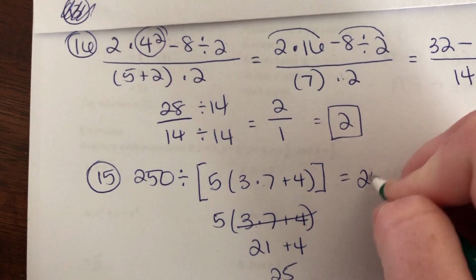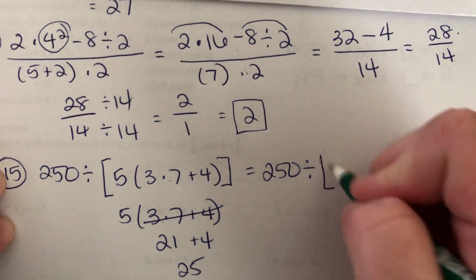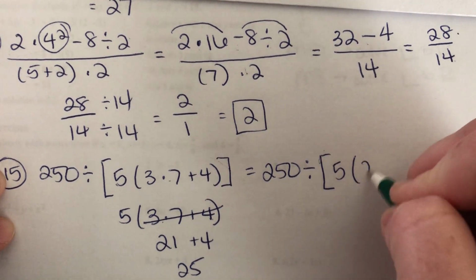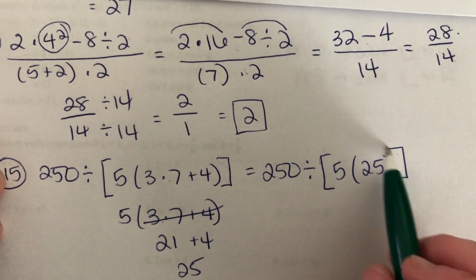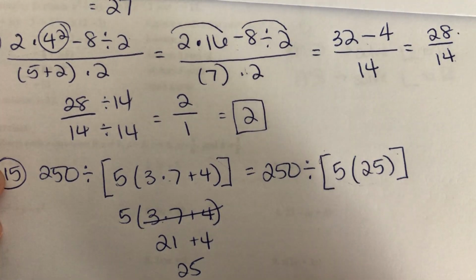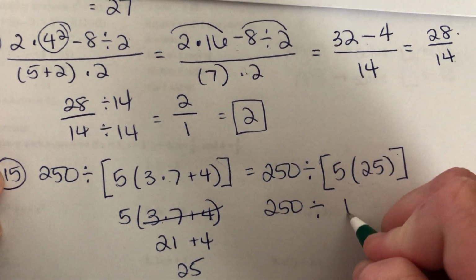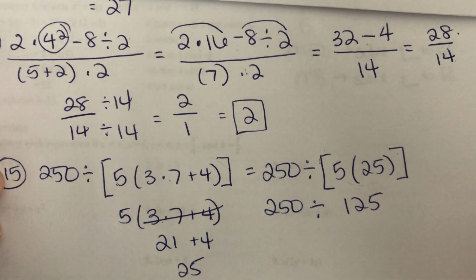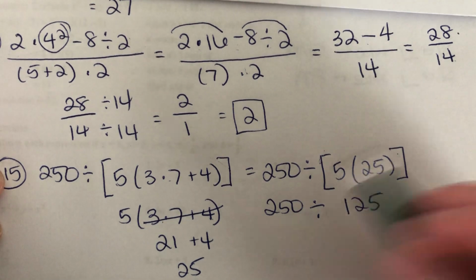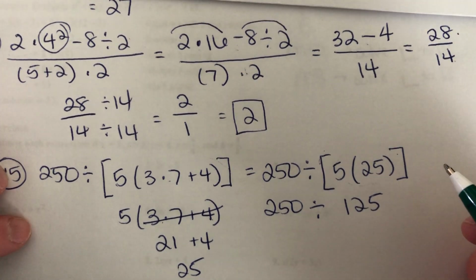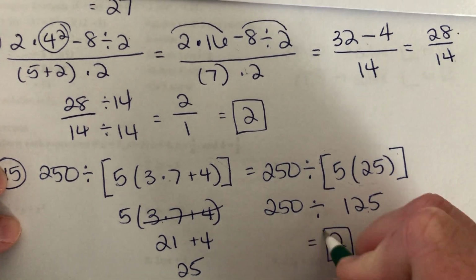So I'm going to rewrite all this. 250 divided by, brackets 5 times 25. Okay, so these brackets are still parentheses, so I need to multiply inside here before I do anything else. 250 divided by, and then 5 times 25 is 125. Once you multiply inside the brackets, they can go away. You could leave them if you wanted, but it doesn't matter if you do or not. And then 250 divided by 125 is 2.